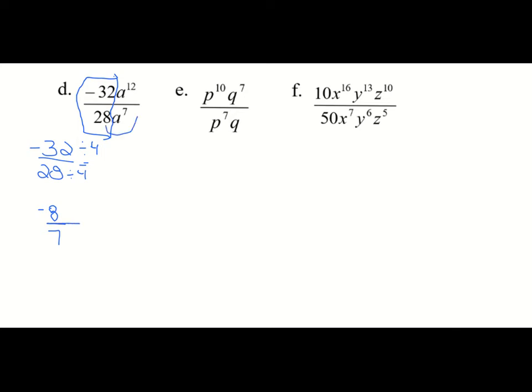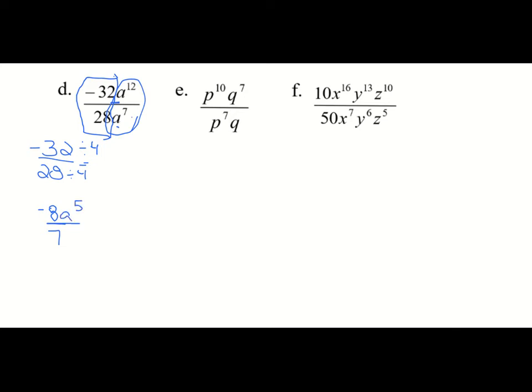Now we have to worry about the variables, the powers. We have a to the 12th divided by a to the 7th. And because the bases are the same here, we subtract those exponents. So it's going to be a to the 7th. Or excuse me, 12 minus 7 is 5. So it's going to be a to the 5th.